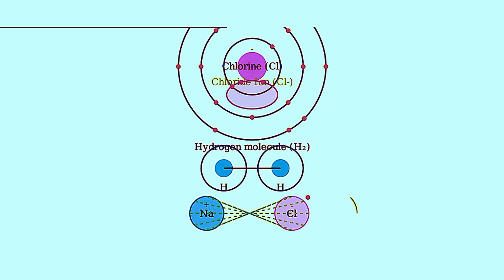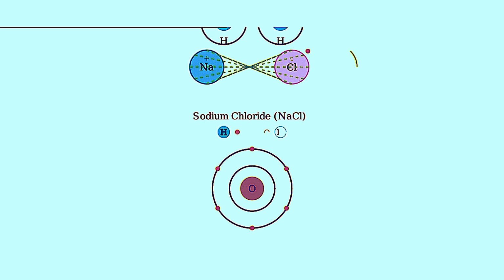Let's look at another example of covalent bonding, water. Oxygen needs 2 more electrons to complete its outer shell, while each hydrogen atom needs 1 more electron. When they come together, oxygen shares electrons with 2 hydrogen atoms, forming 2 covalent bonds. This creates a water molecule, H2O. Each atom now has a filled outer shell.